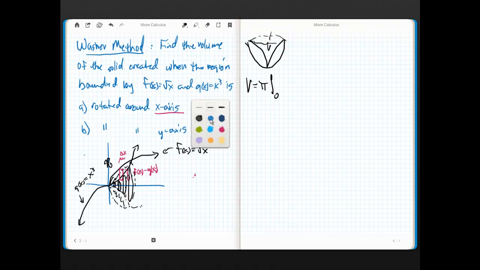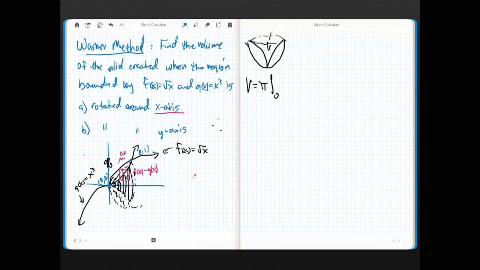So let's change colors one more time. What are these points? Well, hopefully you've played enough with these types of functions to realize that they're going to intersect at 0, 0, and 1, 1, because 1 cubed is 1, square root of 1 is 1, etc.